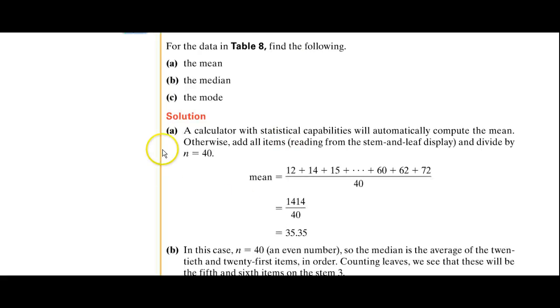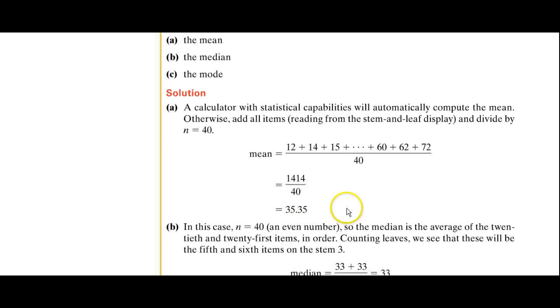So a calculator with statistical capabilities would automatically compute the mean. That is, if you had a calculator, you could just plug in your items of data, add in each item. Otherwise, you'd have to add them in individually, then divide by 40, which gives you the sum divided by 40 is this. So this would be the mean.